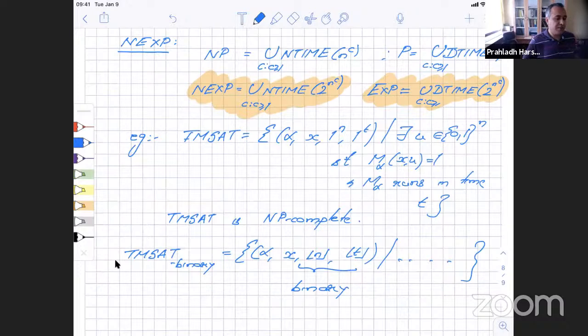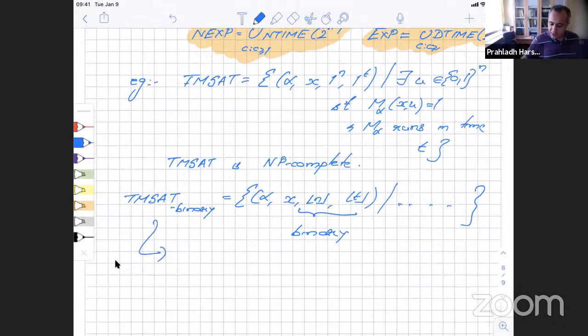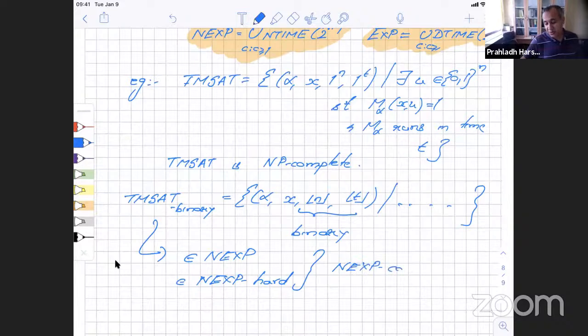And you can also check that this is actually NEXP-complete, for the same reasons TM-SAT is. So this one is in NEXP and is in fact NEXP-complete, NEXP-hard. But it's not a nice problem which is NEXP-complete. We will later on, I do not know if we'll see, but there are nice problems which are NEXP-complete. Okay.